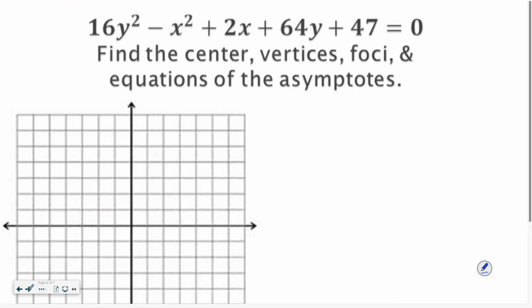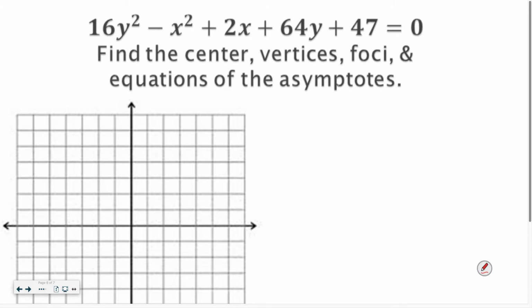Okay, let's go ahead and look at one that is not in standard form. We know that this is a hyperbola because we have two squared variables, x squared and y squared. However, one's positive and one is negative. Okay, so we know that it's a hyperbola because of those two things put together. Let's go ahead and get this into standard form.